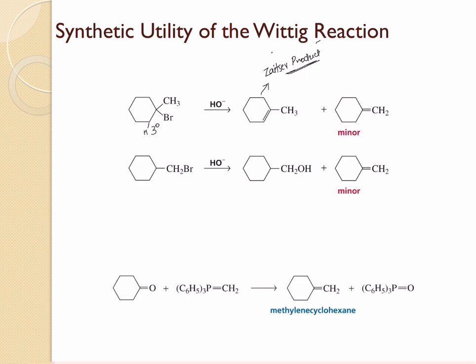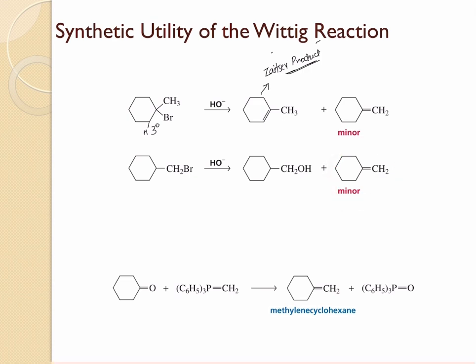Let's take a look into the next reaction. For the next reaction, we are having a primary alkyl halide as the starting material. Primary alkyl halide, when it reacts with hydroxide ion, obviously is going to undergo substitution. It's going to give more of the substitution product and less of the elimination product. So here again, you're not able to form the desired terminal alkene.